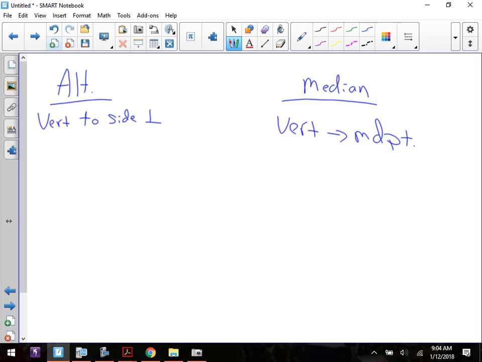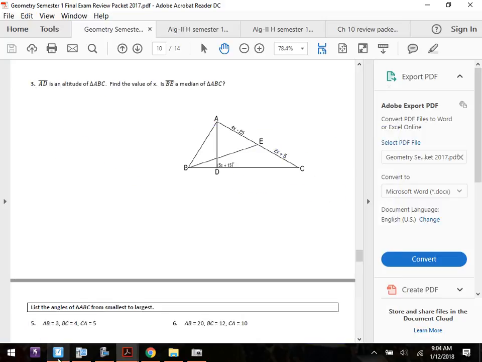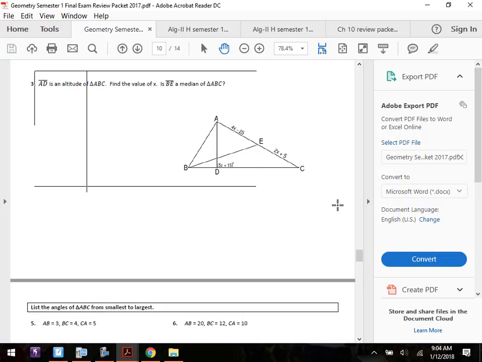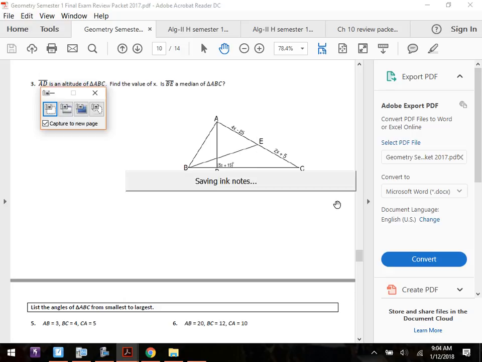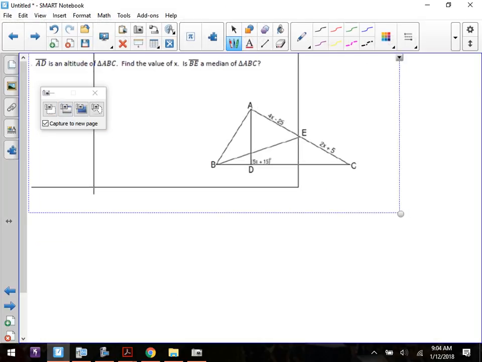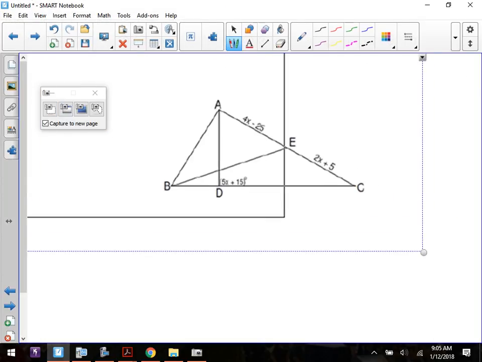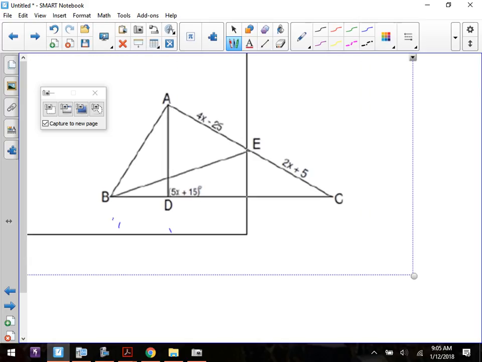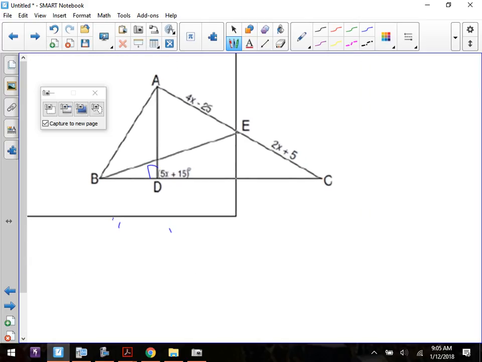So back to the problem there. If AD is an altitude, what happens at that 90 degrees? Good. So I know that this has to be a right angle. So in order to solve for x, say it equal to 90.